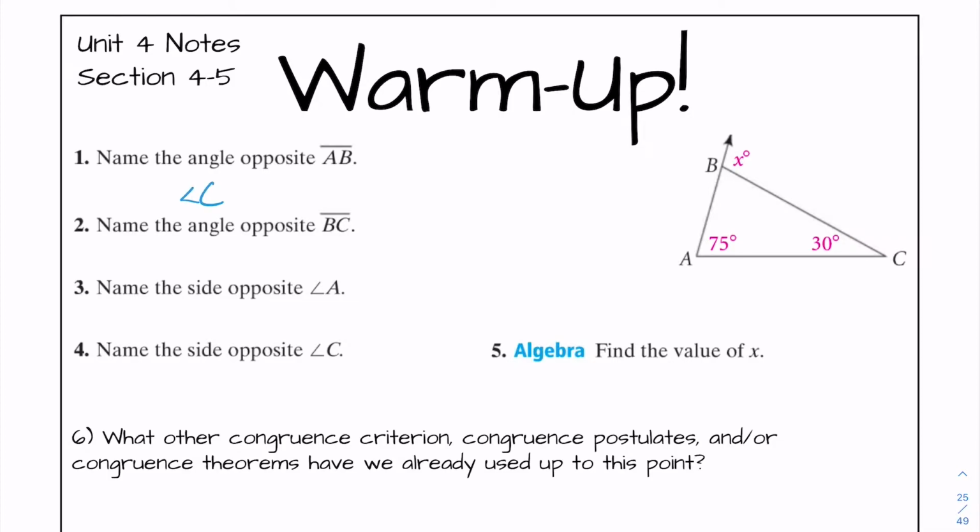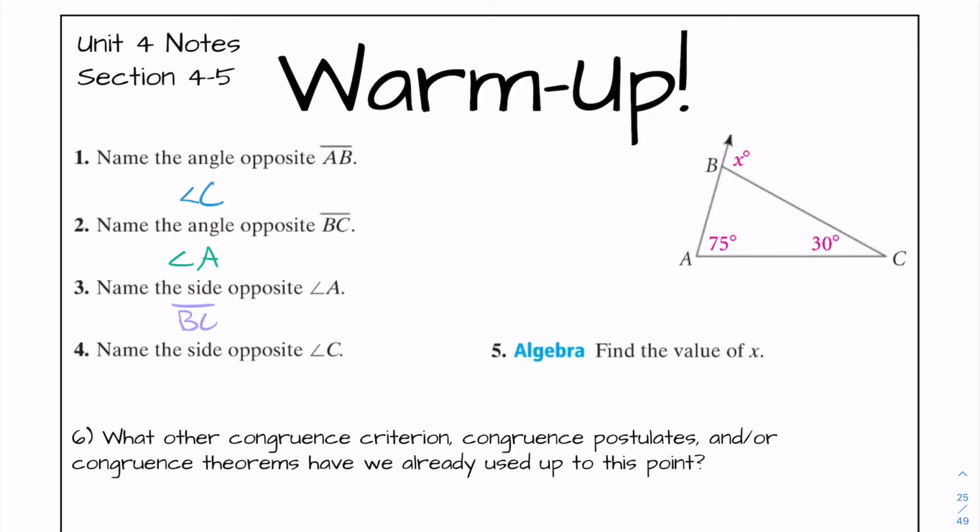Name the angle opposite BC. So here we have BC. This side is opposite angle A. Name this side opposite angle A. So here's angle A. It outreaches all the way over here to side BC.